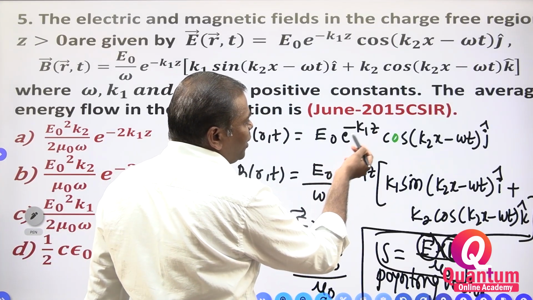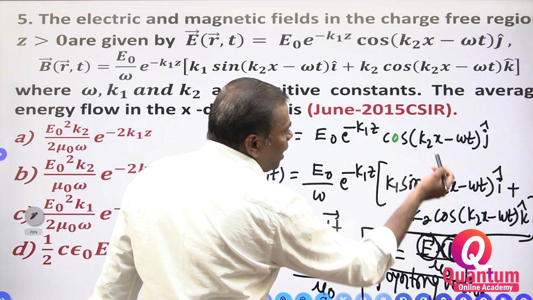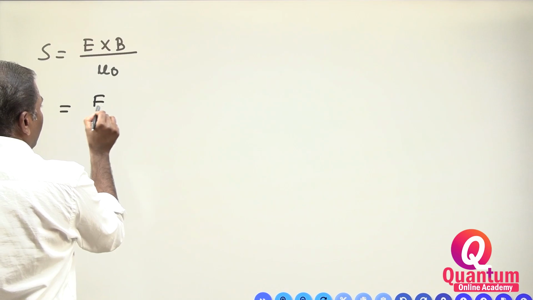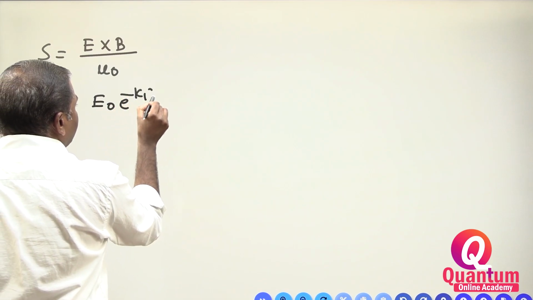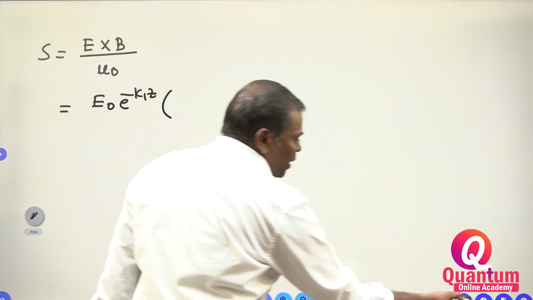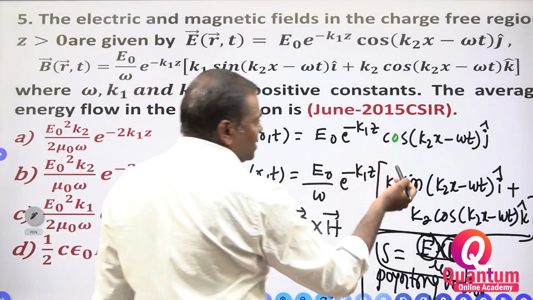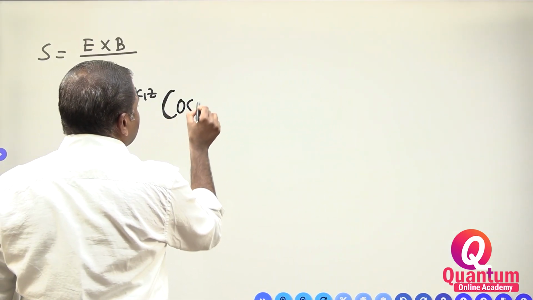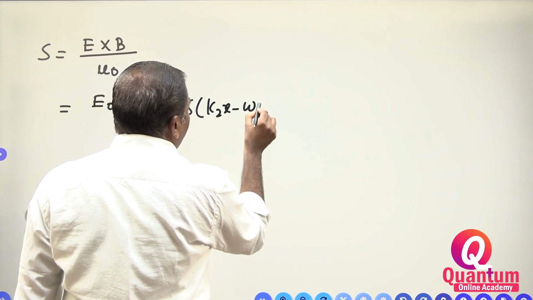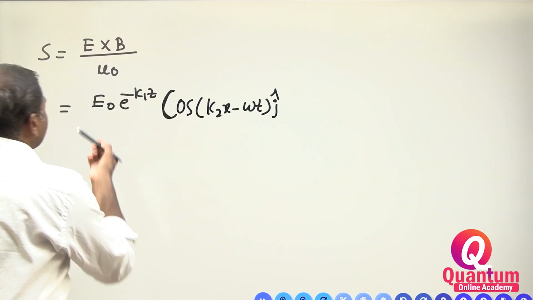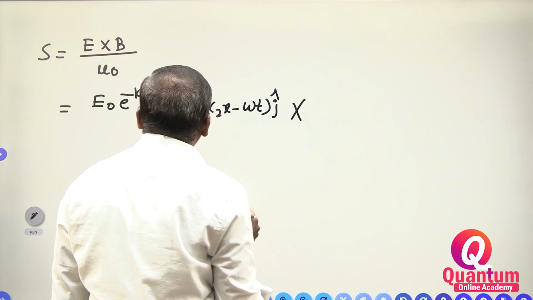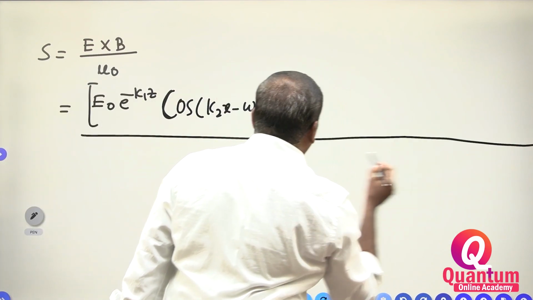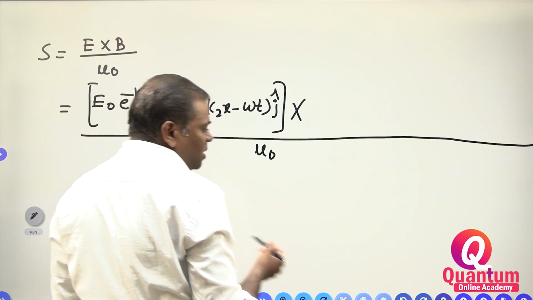E is equal to E naught e to the power of minus k1z cos(k2x minus omega t) into j cap. This is the E value. Cross, this is the cross product, divided by mu naught, and here the B value.